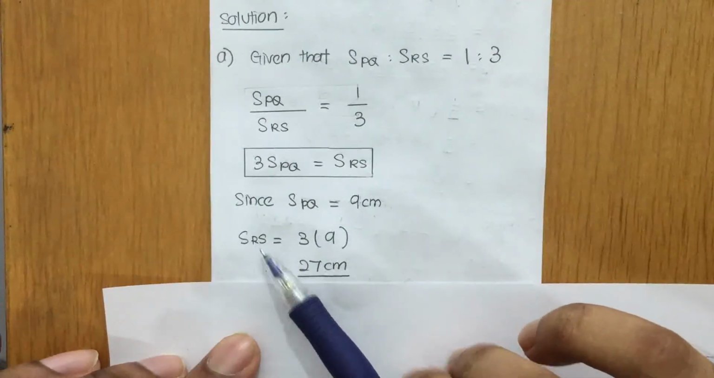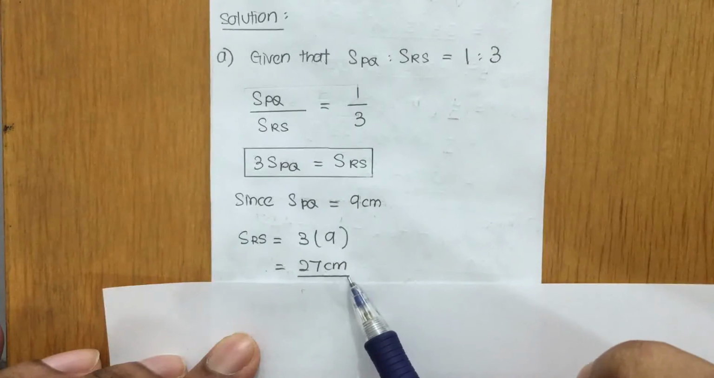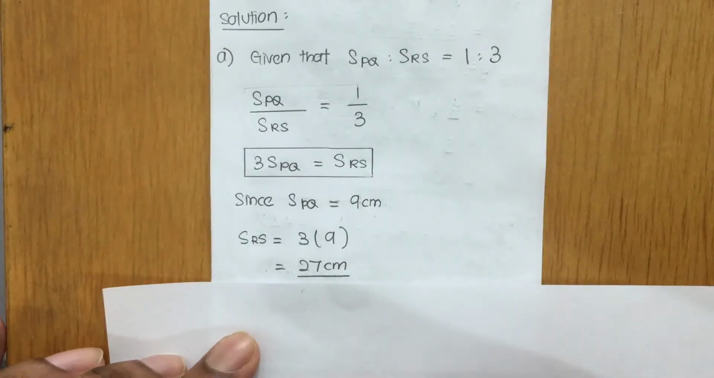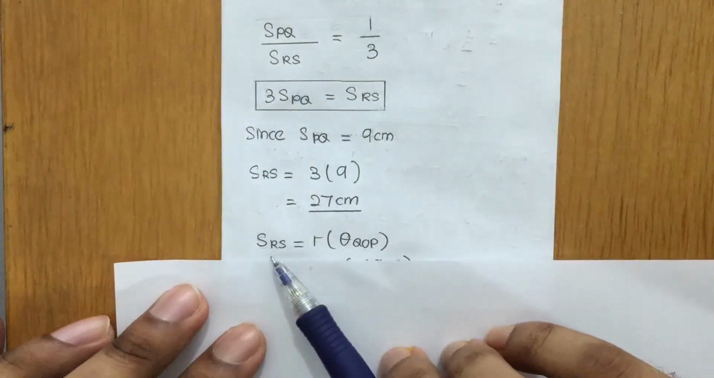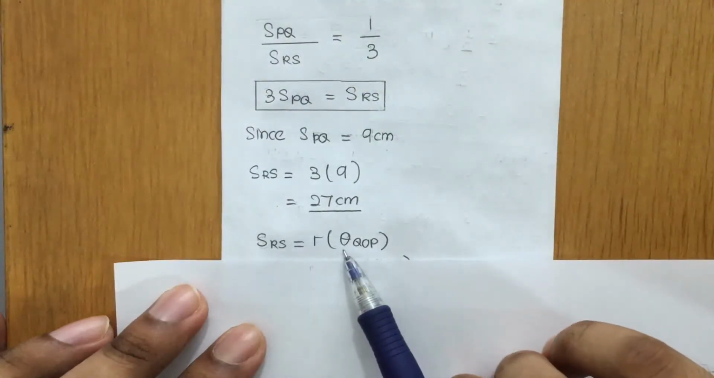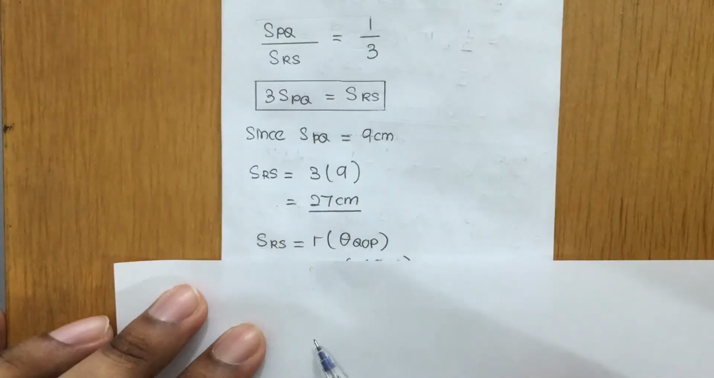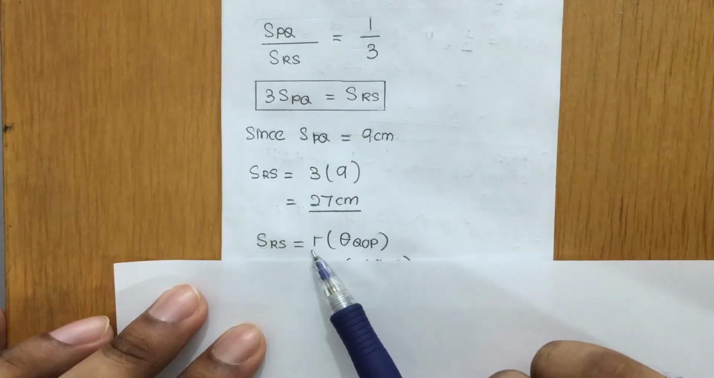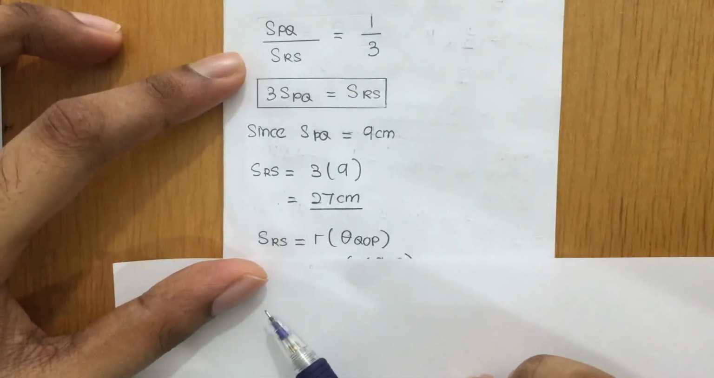Once you get the length of the arc RS, which is 27 centimeter, now you can use this value to find your angle QOP. So how is it possible? I'm going to show you now. S_RS is equal to r times theta QOP, guys. This angle QOP we are going to find out. So this r, what is the value, guys? This r value is actually 30 centimeter, guys.